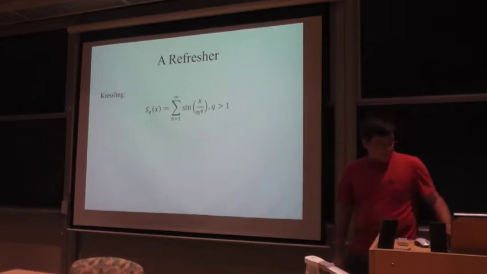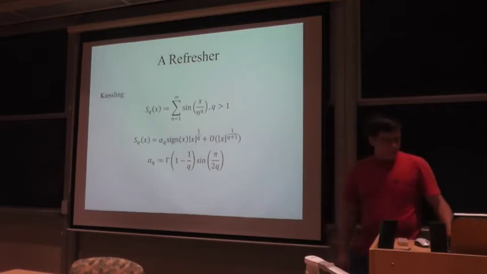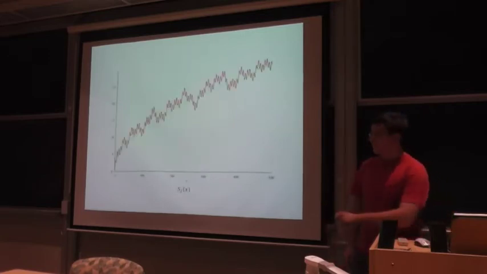In that paper, he was able to prove that you can find a closed form for the behavior of this, where S_q of x equals a sine of x to the 1 over q plus an error term of a lesser power. And that's an explicit formula for a of q. Now, this is how it looks.